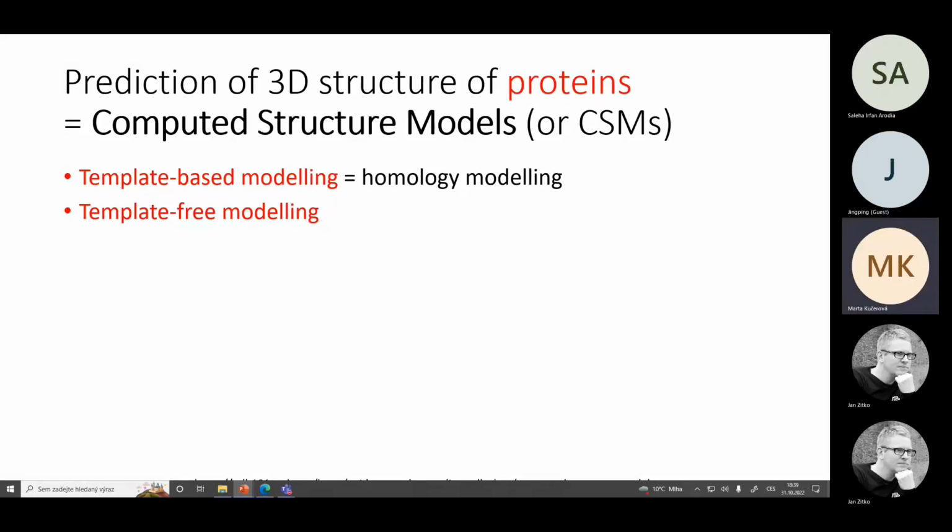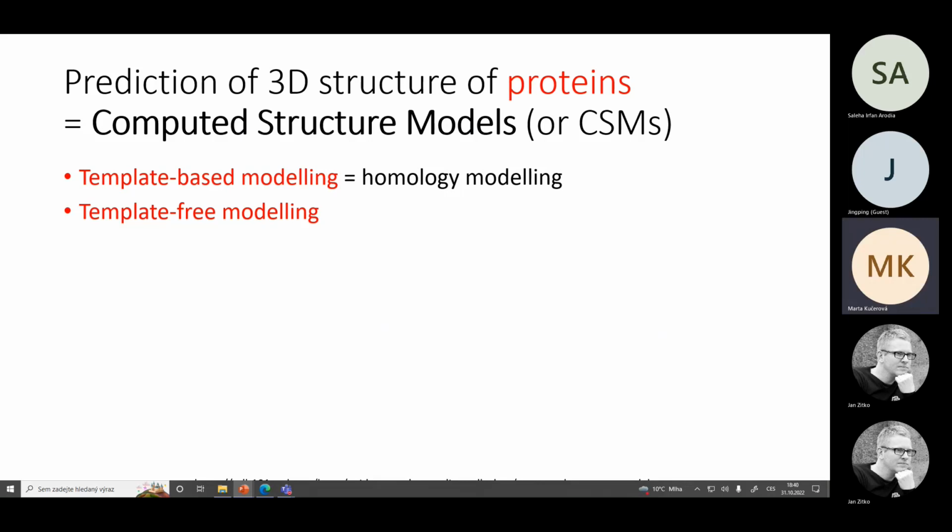We can use X-ray, NMR, cryo-electron microscopy for protein 3D structure determination. However, if we are not able to get either the crystal or to measure it in NMR in solution or in cryo-electron microscopy, we have some theoretical or calculation engines to predict the 3D structure. We call these proteins computed structure models. This is a relatively new term, so please remember the CSM abbreviation, computed structure models.